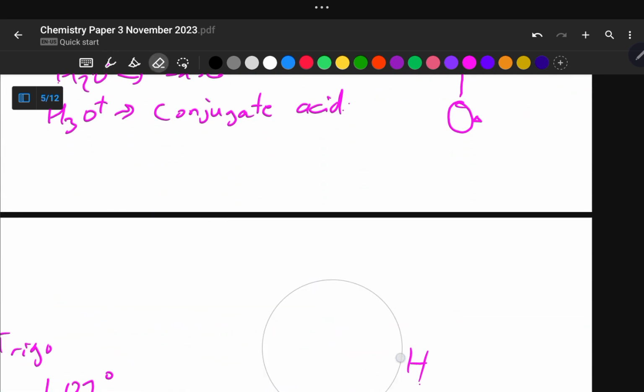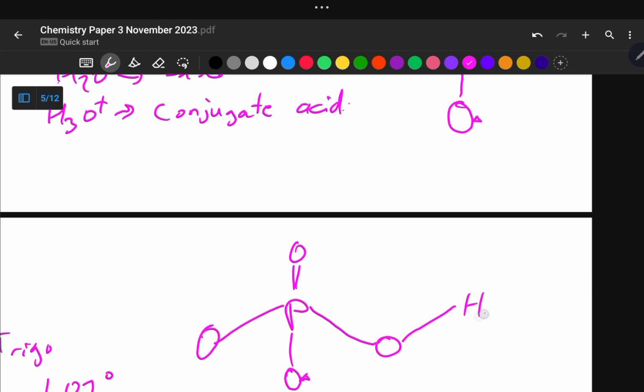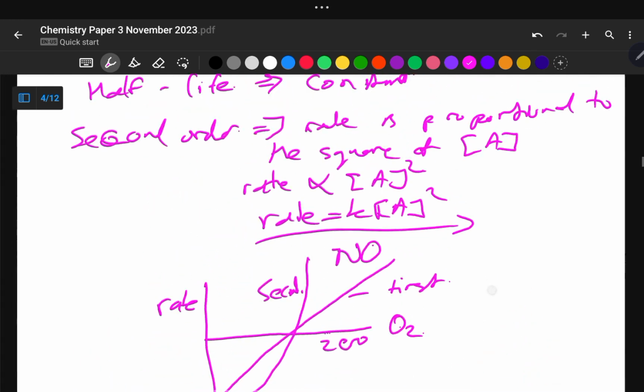Let me rub this one. So it's P, and then double bond, and then O with this electron, and then we have this oxygen atom, and then this oxygen atom, and then bonded to this hydrogen, and then this hydrogen atom, and then we have this bond angle. So for 4 bonding pairs, we have 109.5 degrees, which is the tetrahedral shape. So this is the shape of this molecule, right? And then we are moving on to the next part of the question.